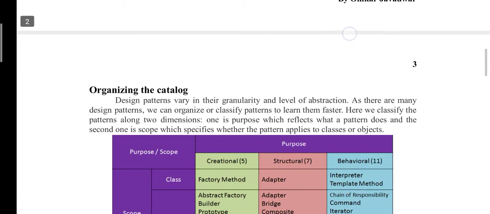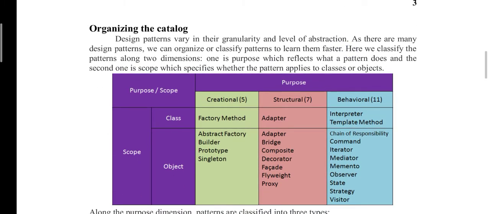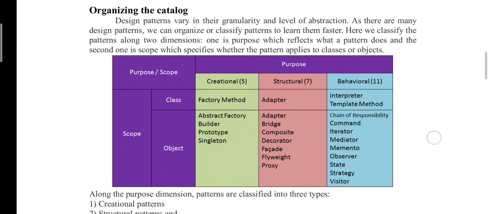Now the next is how to organize the catalog. Now we know in the catalog we have 23 design patterns, but how to organize these design patterns, that means where they come under the creational. We know in yesterday's lecture there are 3 types of design pattern: creational, structural and behavioral. Now which design pattern comes under which one? So for that we need to organize our catalog.